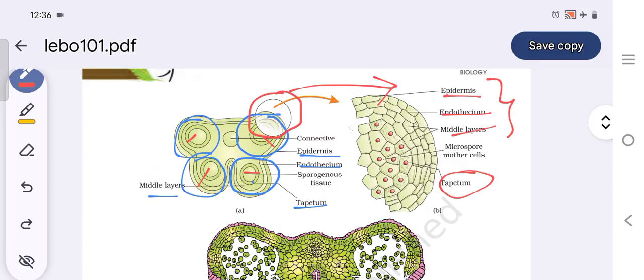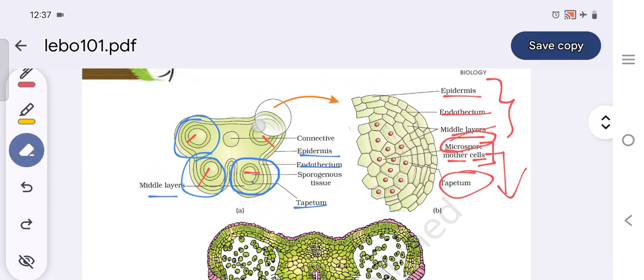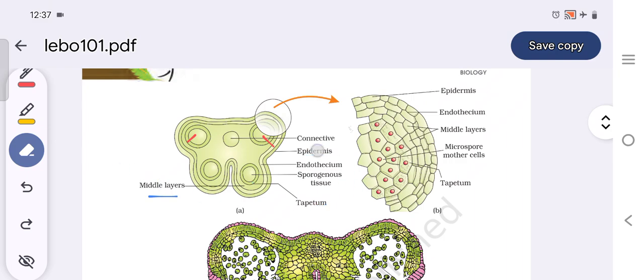And these microspore mother cells, what are the mother cells actually? The mother cells undergo meiosis. Very important point. Mother cells are the cells that undergo meiosis. That is, these are the cells that divide meiotically to produce microspores. So microspore mother cells are the mother cells that produce microspores. So that's regarding the young anther.